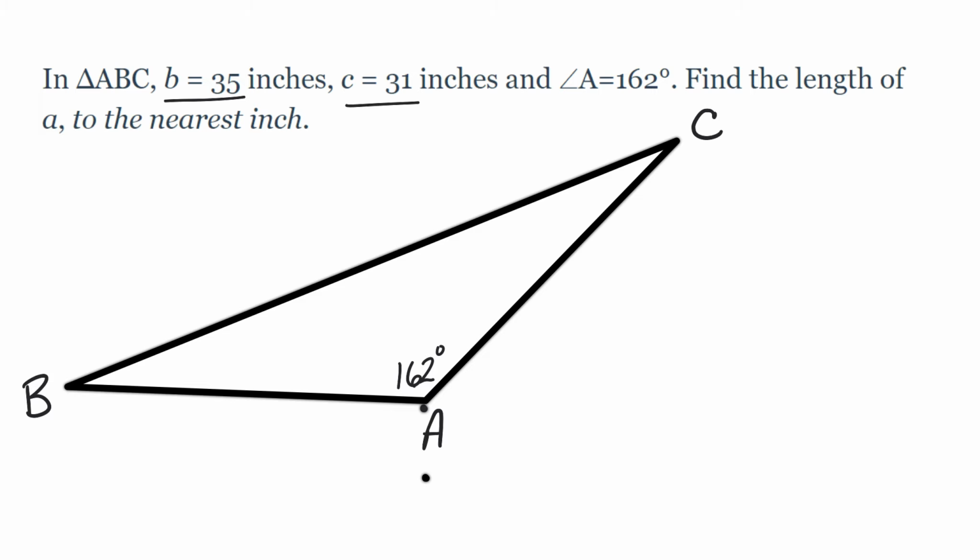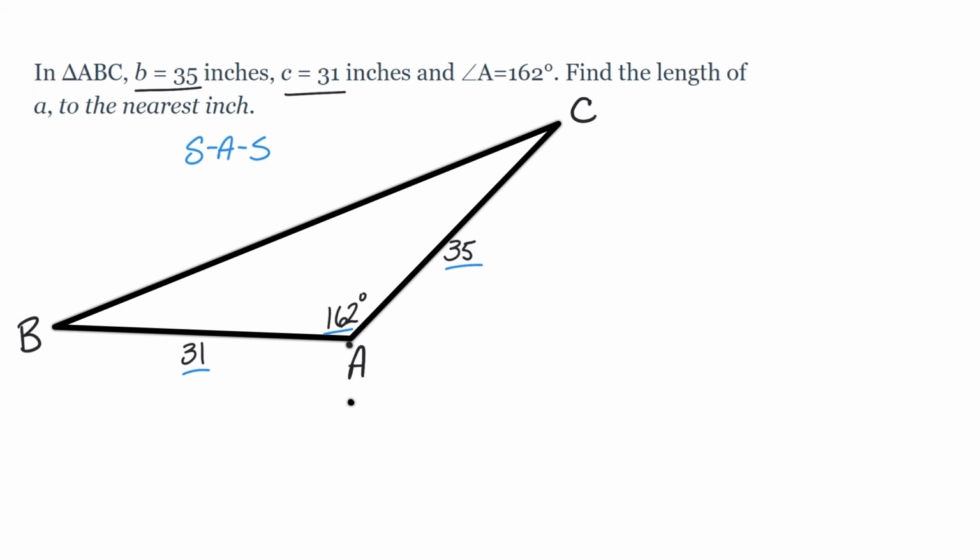Side B is opposite of angle B, so that would be this side, 35. And side C is opposite of angle C, so this one would be 31. So the parts that we have to this are two sides and the included angle. This is a side angle side relationship. And when we have the side angle side relationship, we have to use the law of cosine.